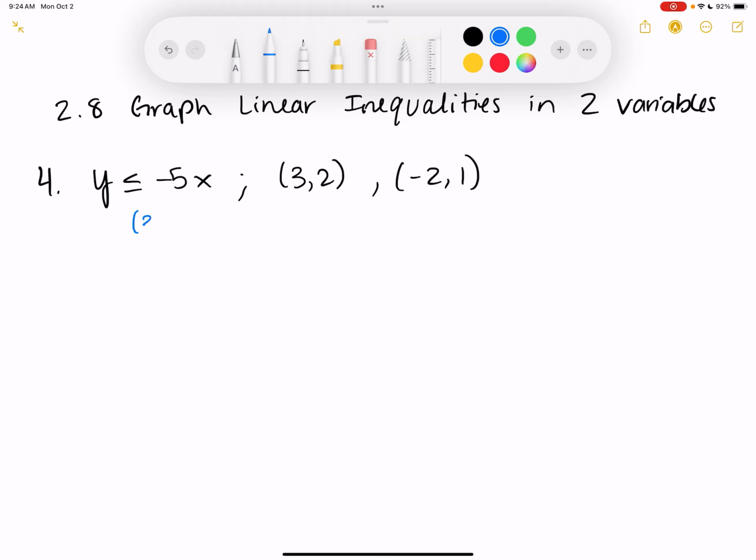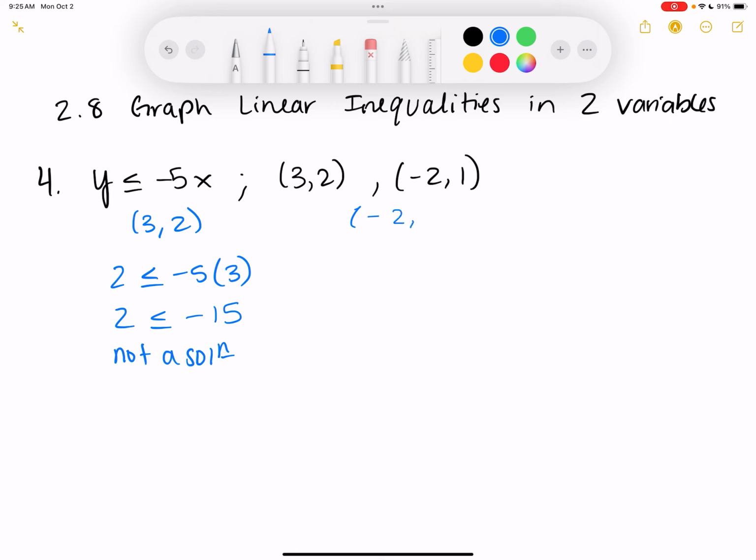So for (3, 2), I plug in 3 for x and 2 for y. So 2 is less than or equal to negative 5 times 3. 2 would be less than or equal to negative 15. Is that true? No. So this is not a solution. 2 is not less than or equal to negative 15.